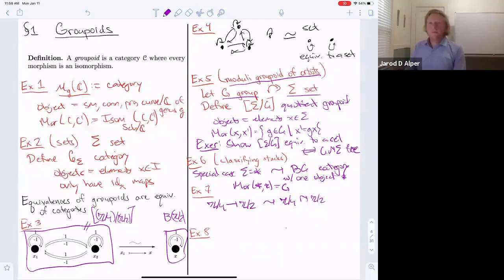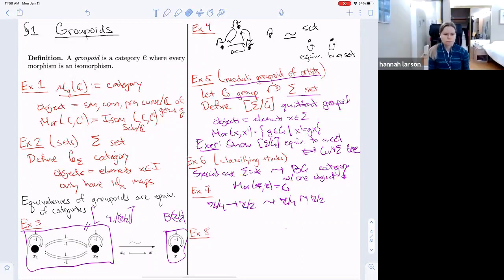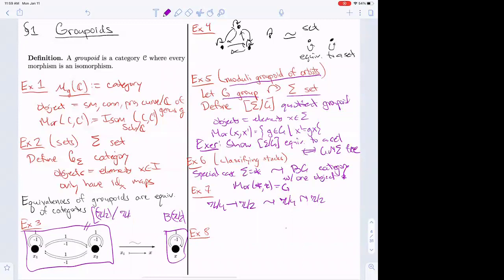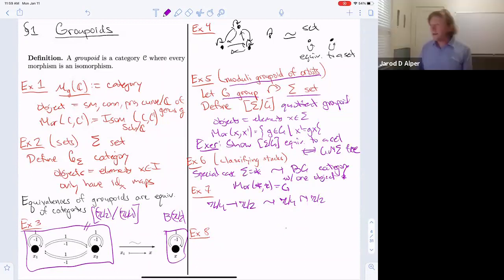On the left there, Jared, is that Z mod 2 mod Z mod 4? Oh, yes. Yes, I wrote it the wrong way. Thank you, Hannah. Would you say you got it right up to a Z mod 2 equivalence? Sorry, just couldn't help it.